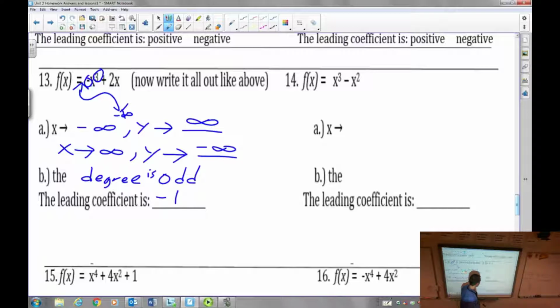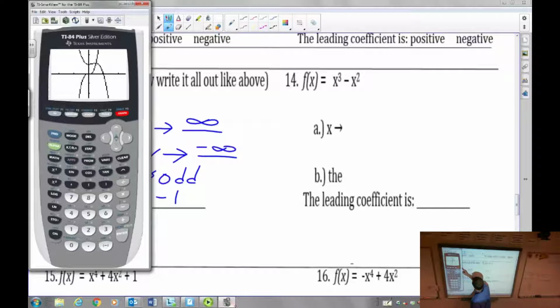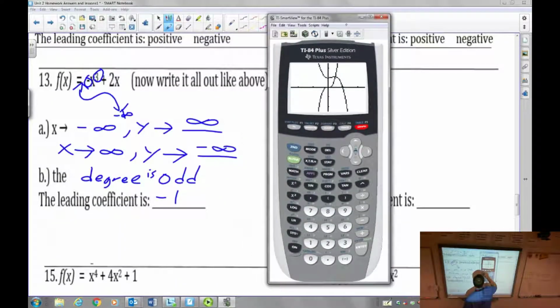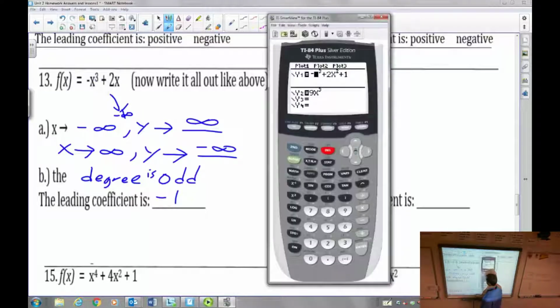Cool. See, these aren't too bad. We can verify that by plugging into our calculator real fast. So what we'll do is come over here to y equals. We'll type in a negative x cubed plus 2x. Good. Delete that, delete that. There we go. We'll clear this one out, because that's what the actual graph looks like for number 13.